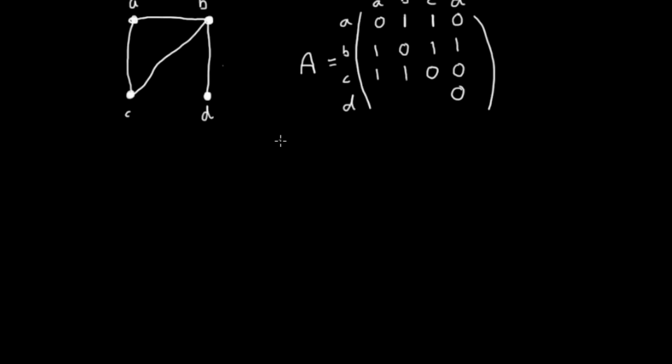Okay, and lastly, D. The only vertex that D is adjacent to is B. So it's going to be all zeros apart from the B column, which is 1. Okay, and that's the adjacency matrix for this graph. You might notice this adjacency matrix is symmetric. Now this is a general rule for all adjacency matrices, because they're always square, they're also going to be symmetric.